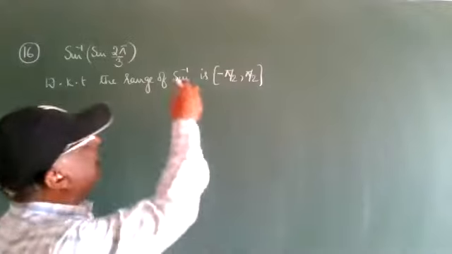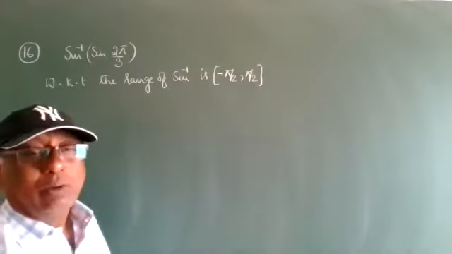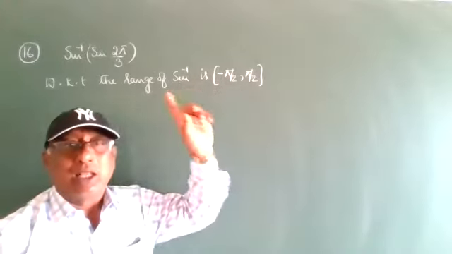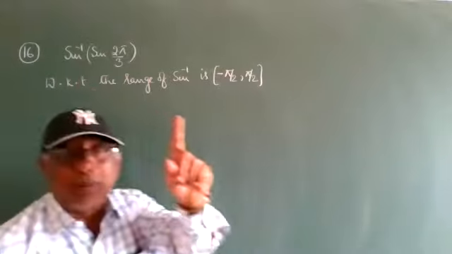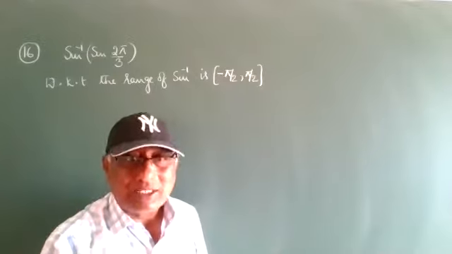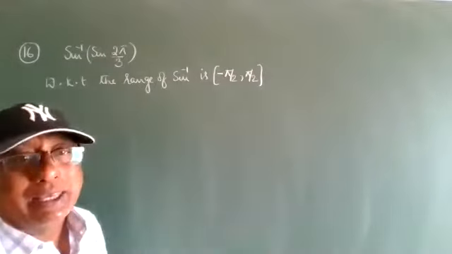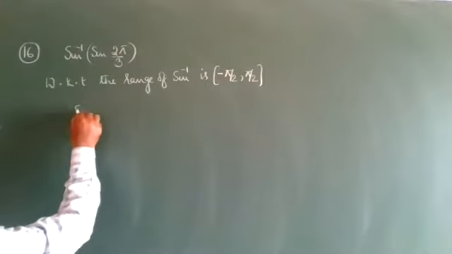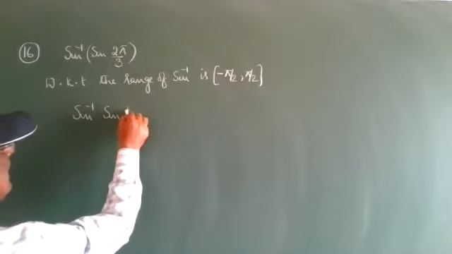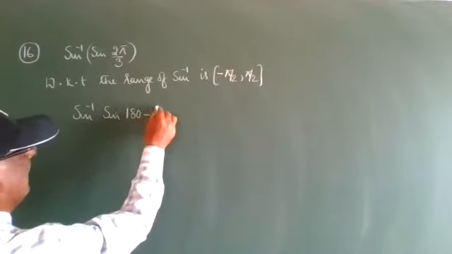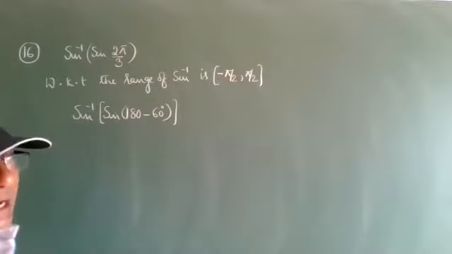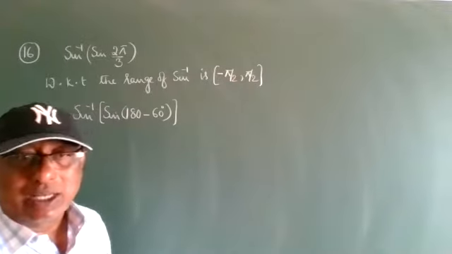So now here, 120 degrees is not in the range of minus 90 to plus 90. Therefore, this angle is not in the bijective range. That's why we have to reduce the angle. How can you reduce, sir? Sine inverse of sine of 120 degrees, I am going to write 120 degrees as 180 minus 60 degrees.